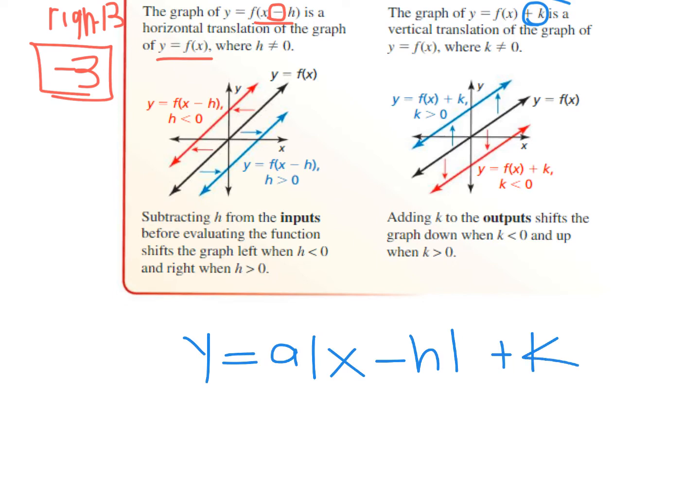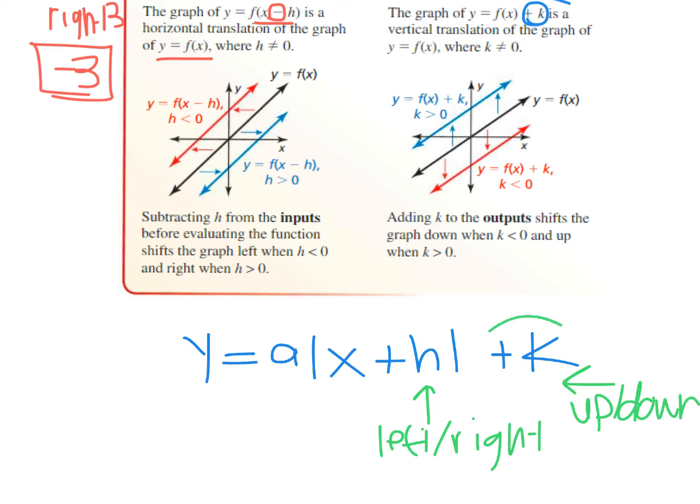Remember that minus h is really just saying opposite of whatever h is. So if you want to put a plus there and just remember to flip h later, that's okay. But we know that these h values are the horizontal, so they're the left and the right movements. And we know that these k values are the up and the down movement. So we can see that k is on the outside being added after the fact, and h is on the inside being added directly to x.